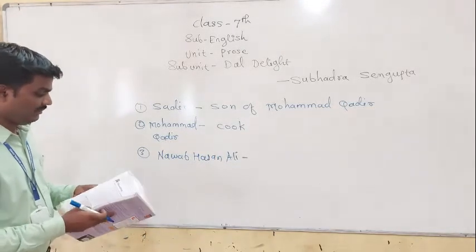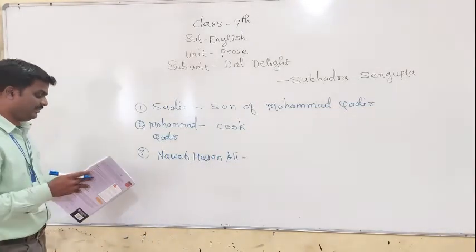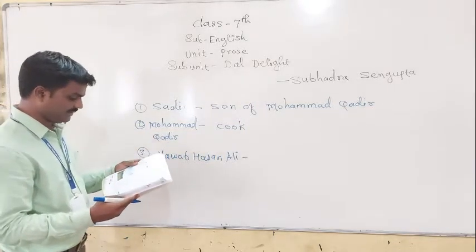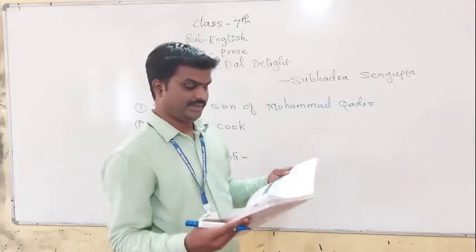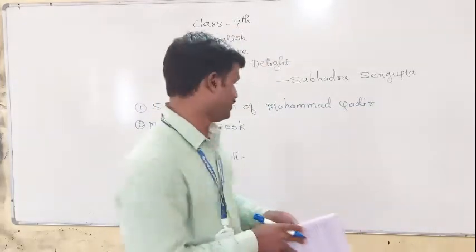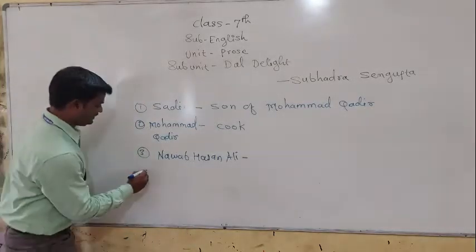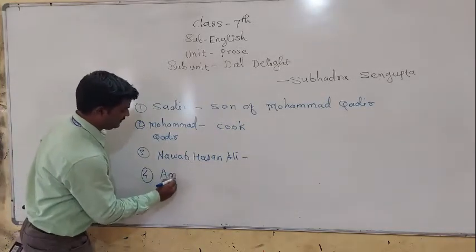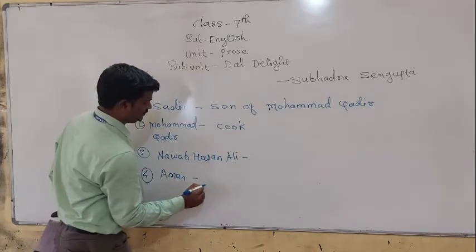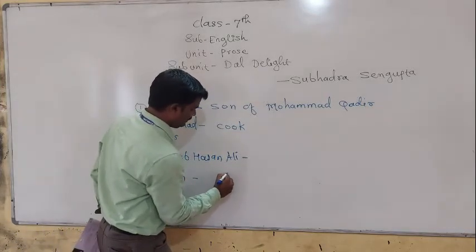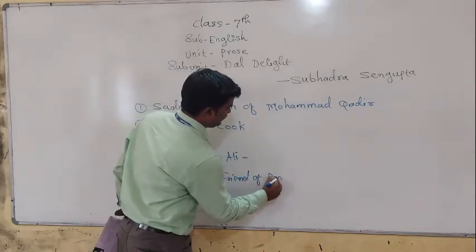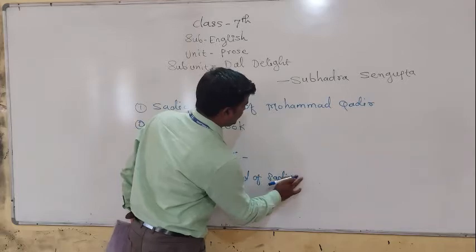Then the next character is Aman. Aman is a friend of Sadiq, and so the next important character here is Aman, a friend of Sadiq.